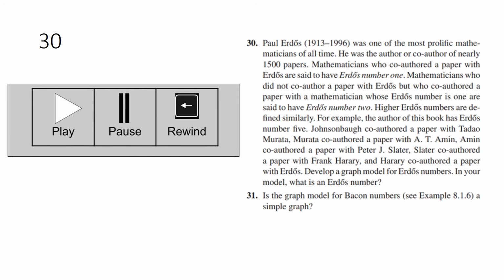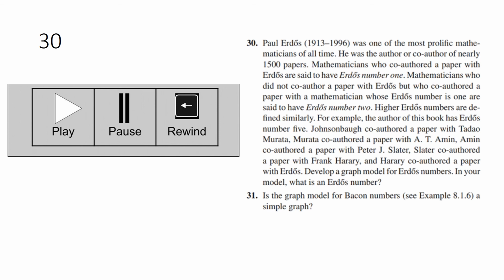In math, there's also something that is like this. The great mathematician Paul Erdős was one of the most prolific mathematicians of all time. He was an author or co-author of nearly 1,500 papers. Mathematicians who co-authored a paper with Erdős were said to have Erdős number 1. Mathematicians who did not co-author a paper with Erdős, but who co-authored a paper with a mathematician whose Erdős number was 1, are called Erdős number 2, and so on and so forth. In fact, the author of the textbook we're using co-authored a paper with this fellow who co-authored a paper with someone else, and so on, and he has an Erdős number of 5.